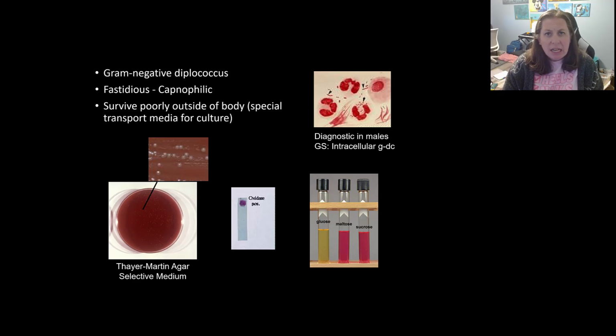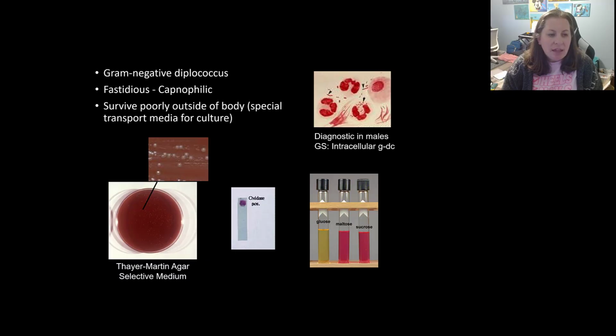They are also fastidious. They are very picky, and they are what we call capnophilic. So they do like more carbon dioxide present. They survive poorly outside of the body, and so special transport of the media of the culture is really important if we want to grow it in the lab.